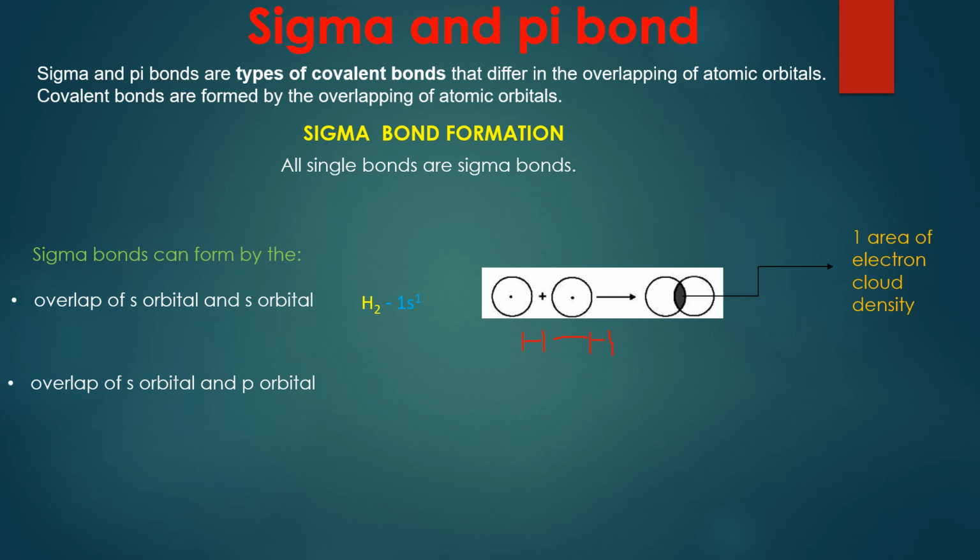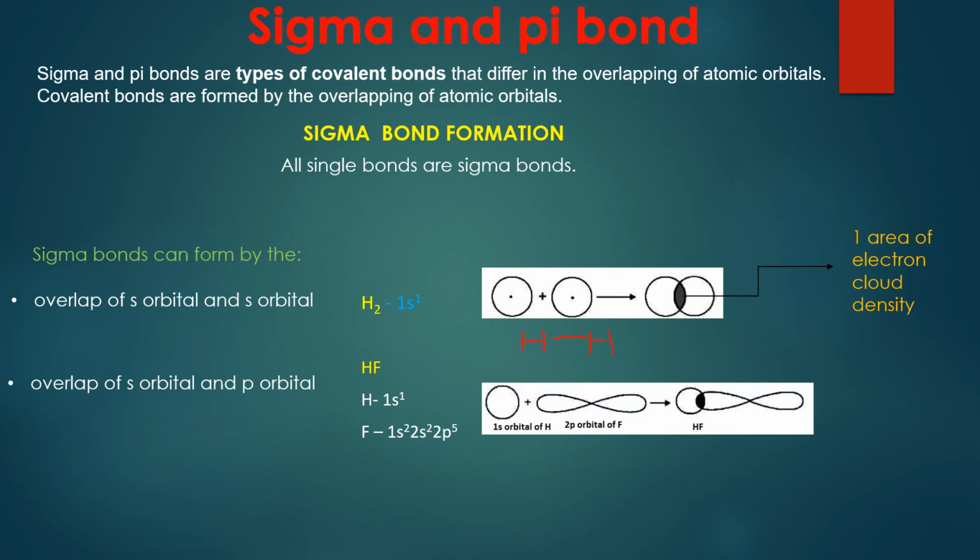Then we have the second way in which a sigma bond is formed, when an s orbital and a p orbital overlap. Let's look at the example HF. Hydrogen's configuration is 1s1. That means the electron that has to be shared by the hydrogen resides in the s orbital, while for fluorine, the electron that will be shared resides in the p orbital. Recall that p orbitals can have three orientations: on the x-axis, y-axis, or the z-axis. So only one of the axes is going to overlap here.